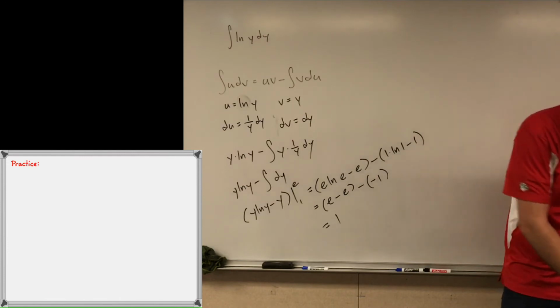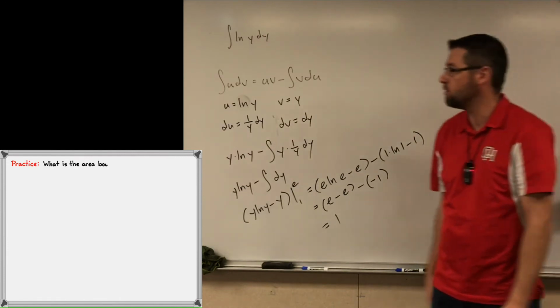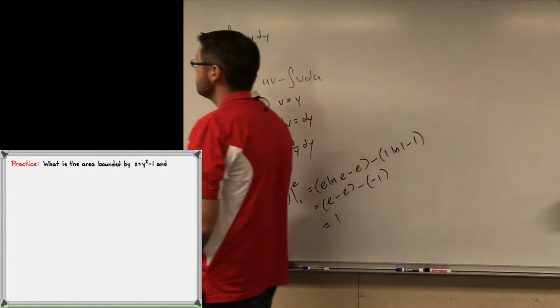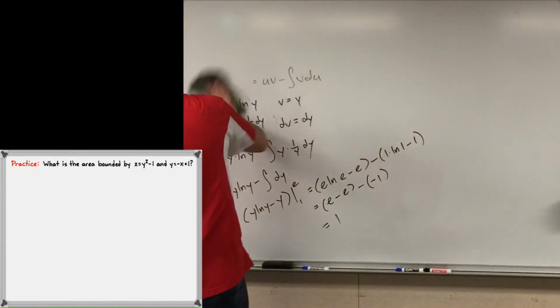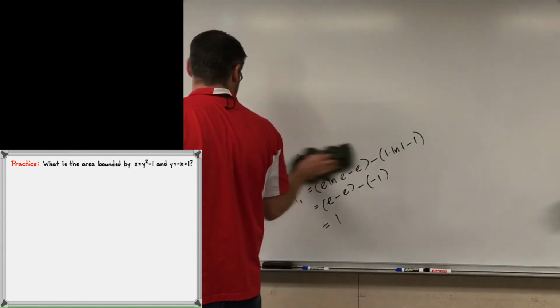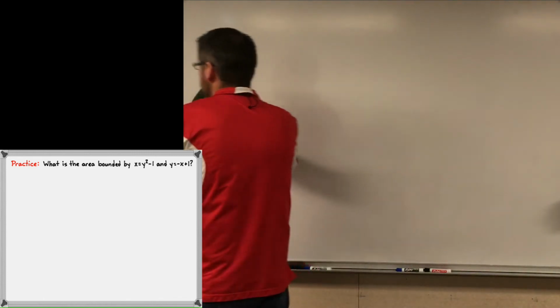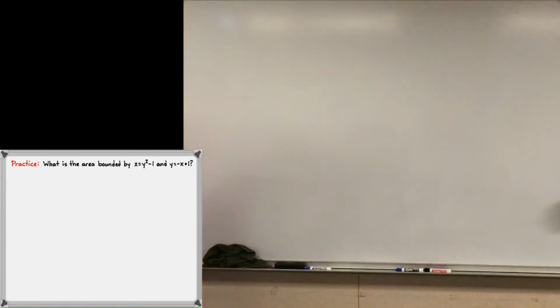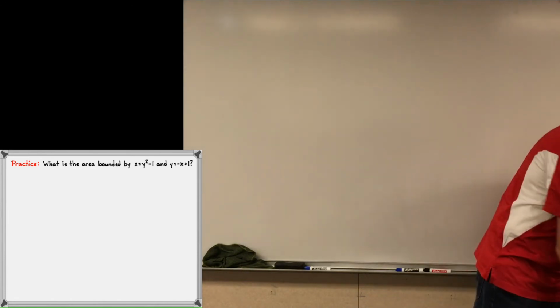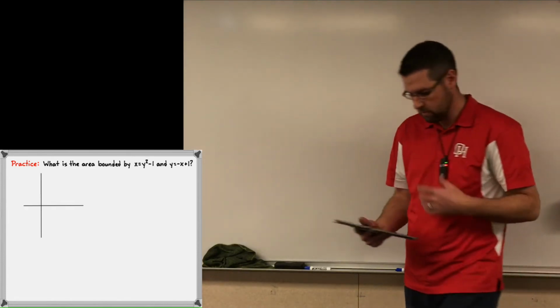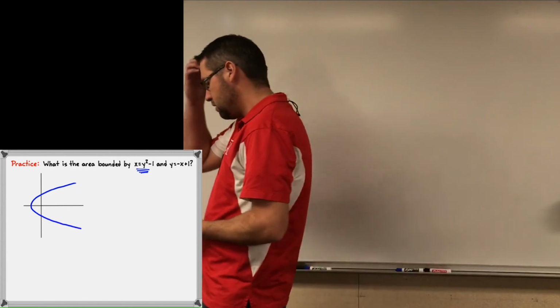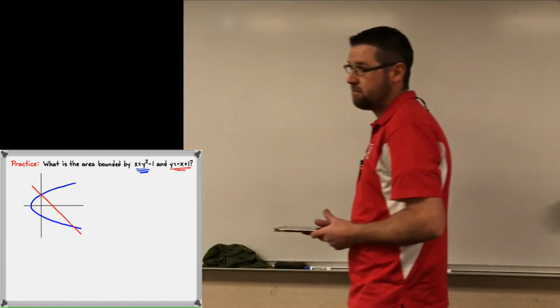Okay? Let's go for a problem you can do. What is the area bounded by x equals y squared minus 1 and negative x plus 1? So you should have gotten that as a graph, right?